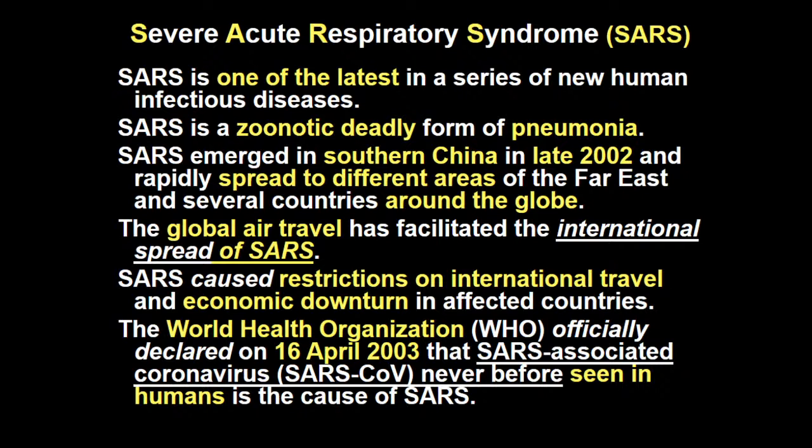So it spread pandemically. Global air travel facilitated the international spread of SARS, and SARS caused restrictions on international travel and economic downturn in affected countries. At that time, it was really something very new. The WHO officially declared on the 6th of April 2003 that a SARS-associated coronavirus, never before seen in the human population, is recognized as the cause of SARS.